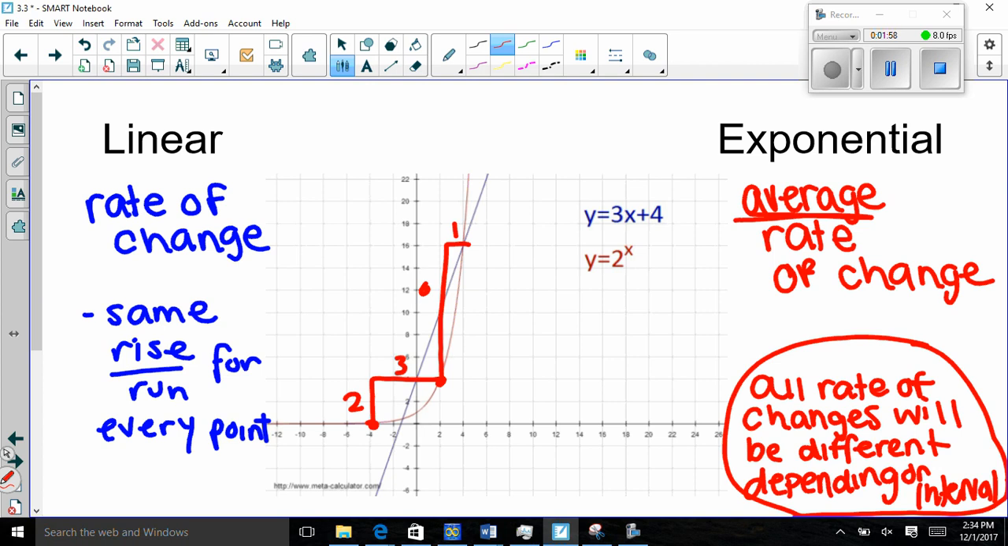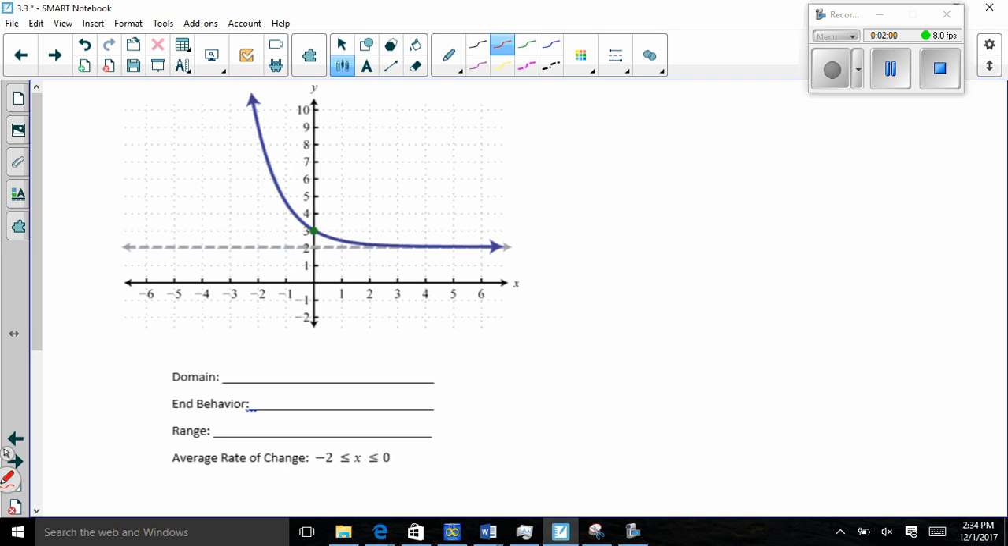So right here, I'm going to be going through the main part of today's lesson, which is the domain, the range, the end behavior, and the average rate of change. So our domain, as we remember, is our x's. Let me write this down. Our x's.